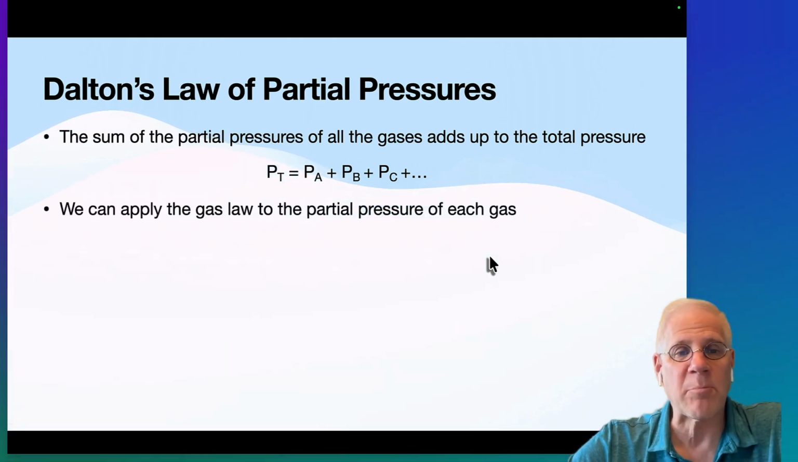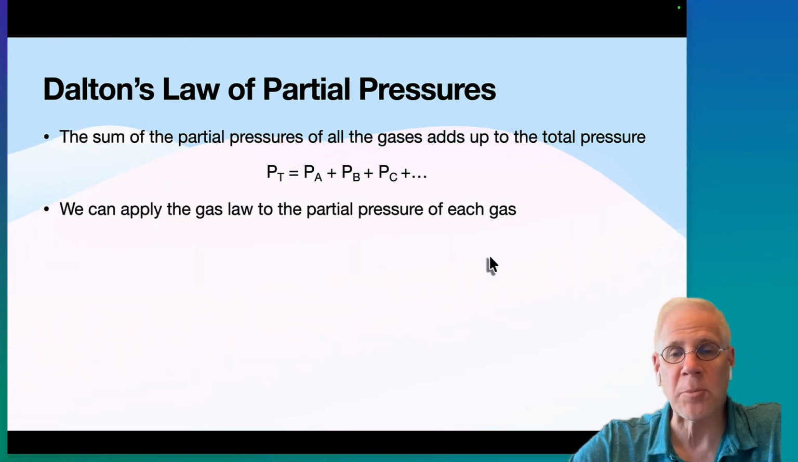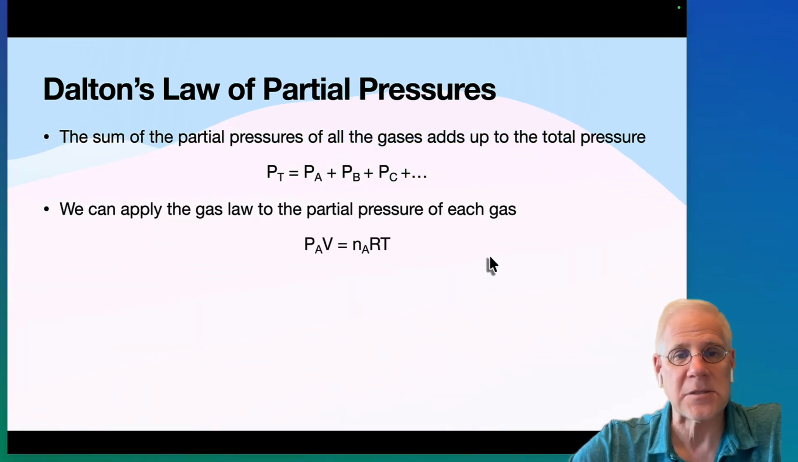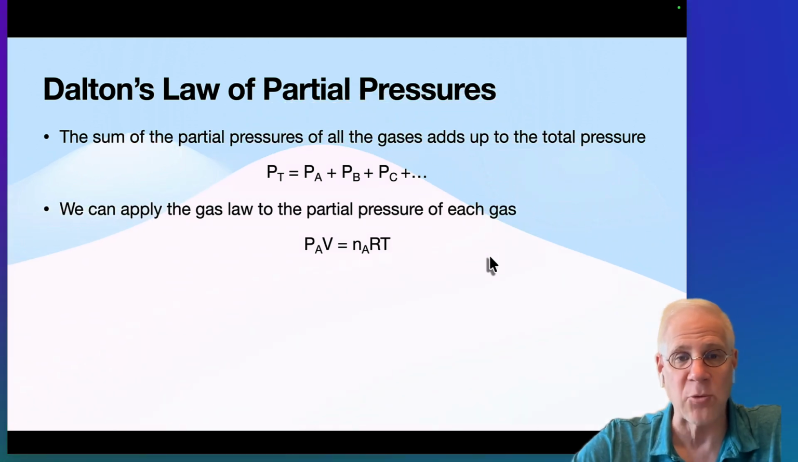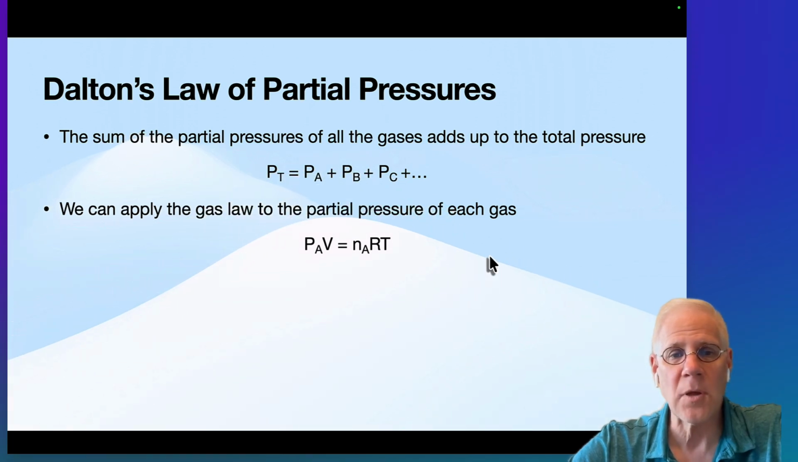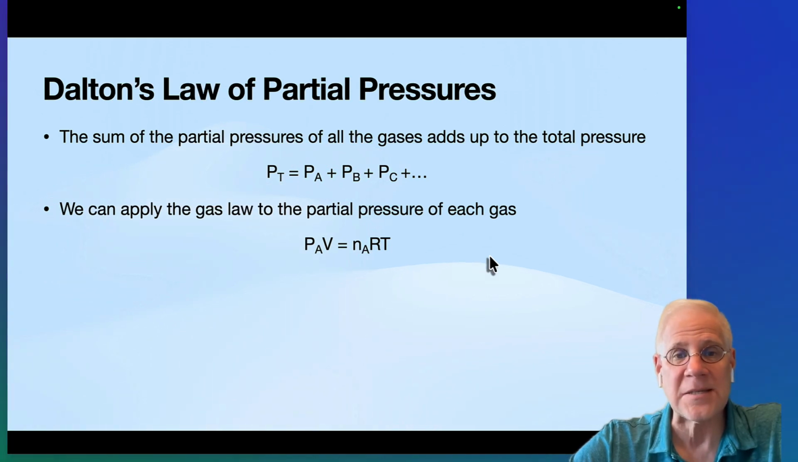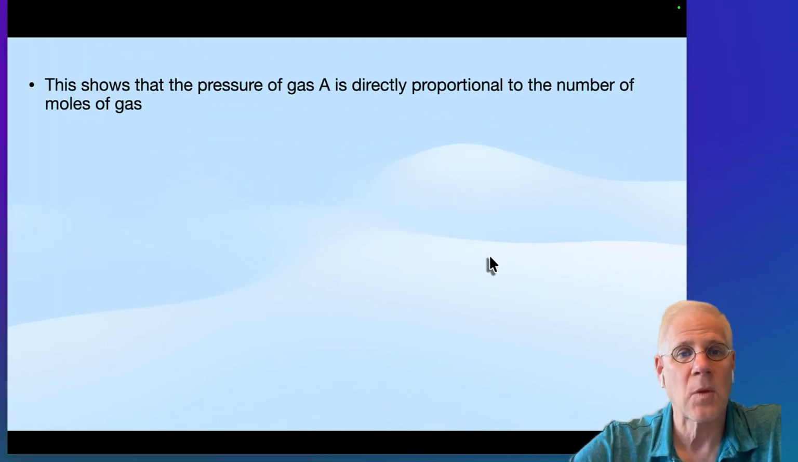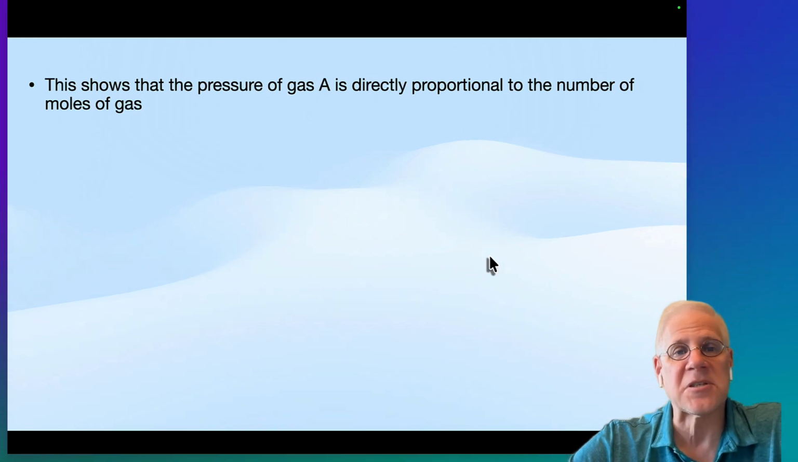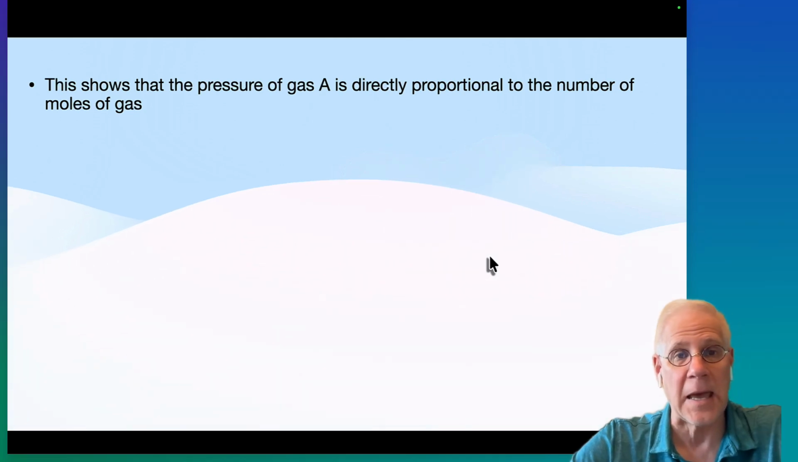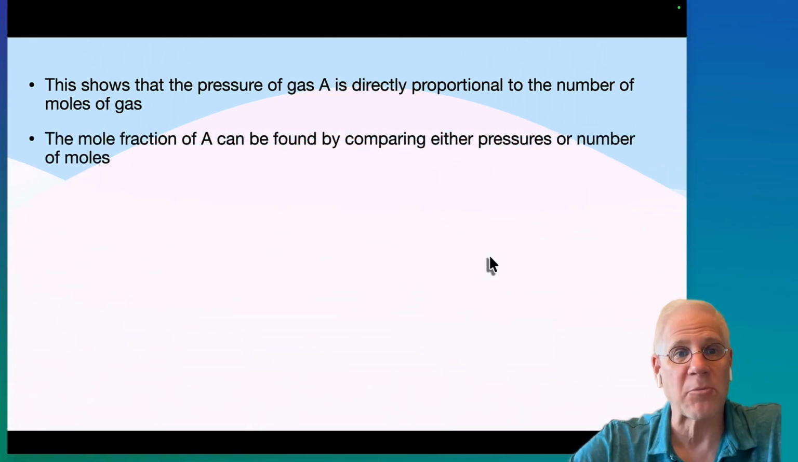And it turns out we can apply the ideal gas law to the partial pressure of each gas. So we can say the partial pressure of A times the total volume, because A will still fill the entire volume, equals the number of moles of A times R, which is a constant, and T, which is always going to be the same for all the gas samples within a particular vessel. So that equation shows us that the pressure of gas A is directly proportional to the number of moles of gas A, or B, or whichever gas you are looking at.